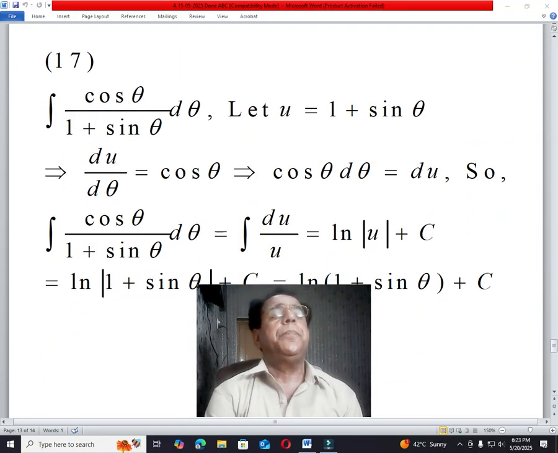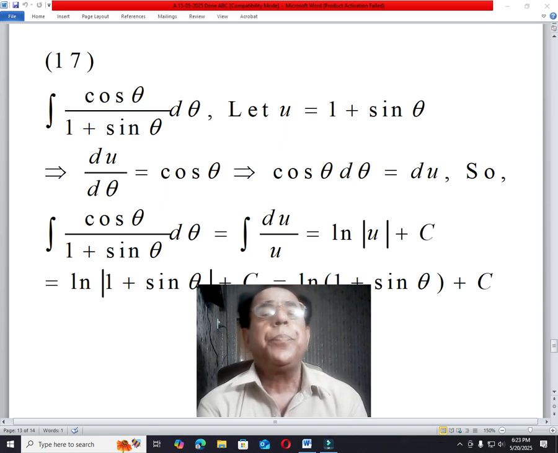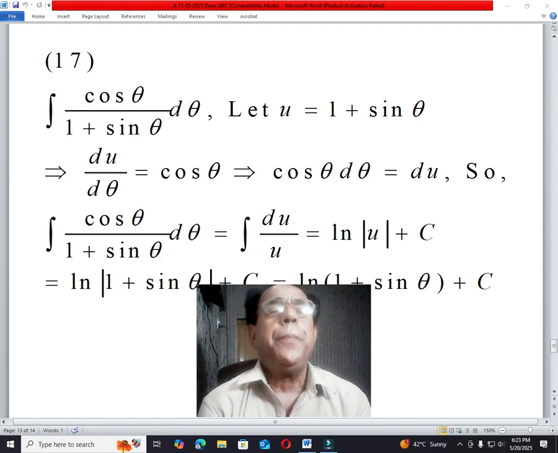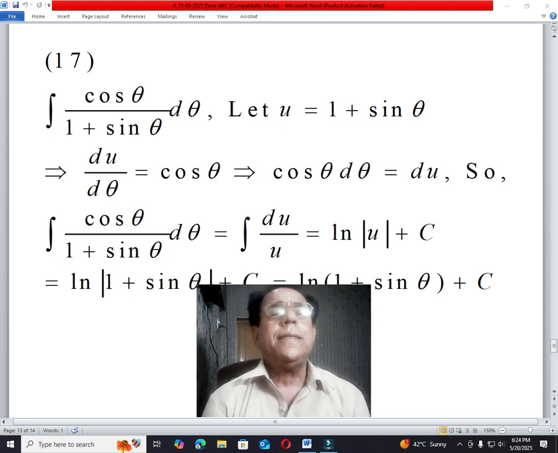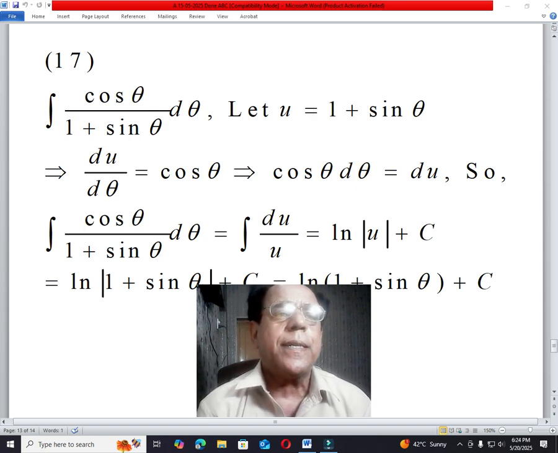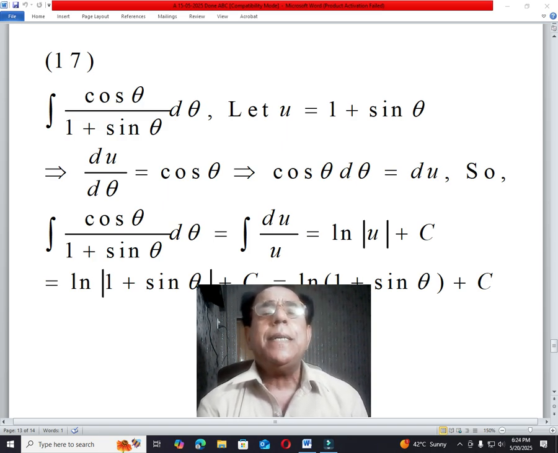Problem 17. Integral of cos theta over 1 plus sine theta d theta. Let u equal to 1 plus sine theta. We are going to substitute the denominator by u. So when u is equal to 1 plus sine theta, then du by d theta will be equal to cos theta, because we know that the differentiation of sine theta is cos theta. From here, cos theta into d theta will be equal to du, because in the given statement cos theta and d theta appear in the numerator. So in place of these two multiplying factors we will replace them by du.